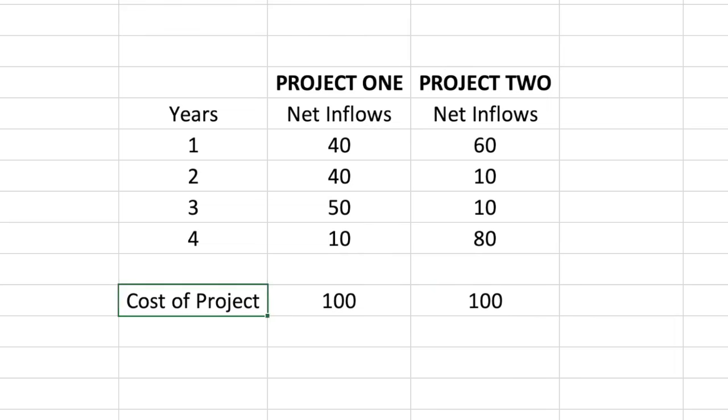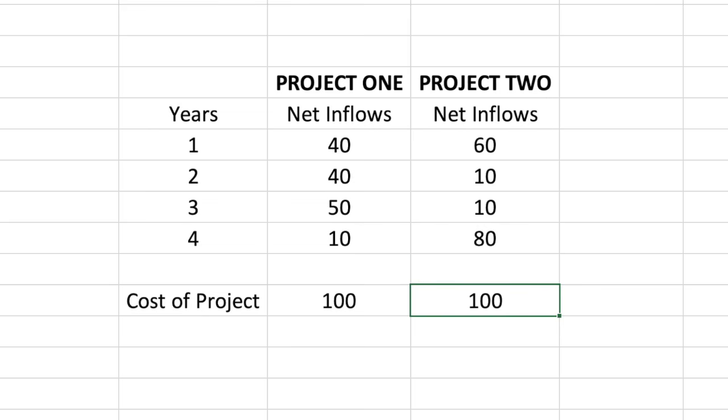Now we'll see here, for each of those projects, there are net inflows to the amount that they forecast that they will generate in the future. So we have here net inflows for Project 1 of 40 in year 1, 40 in year 2, 50 in year 3, and 10 in year 4. And the same on the other side, 60 in year 1 for Project 2, 10 year 2, 10 year 3, and then a big inflow in year 4 of 80.